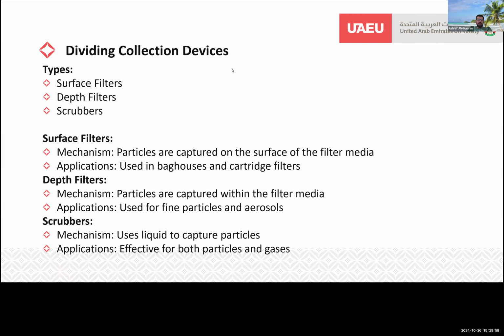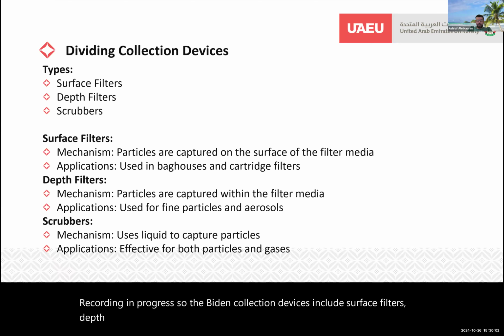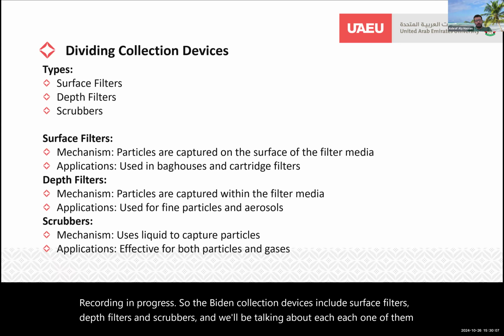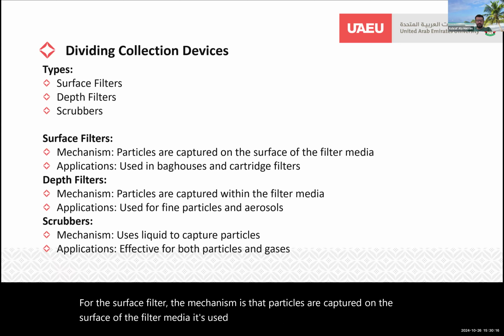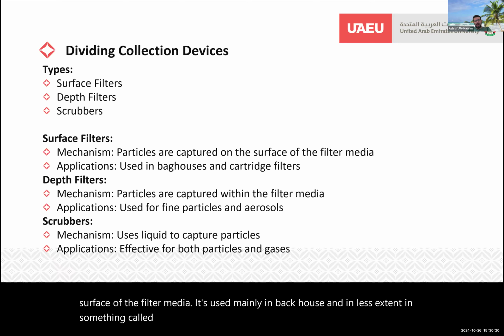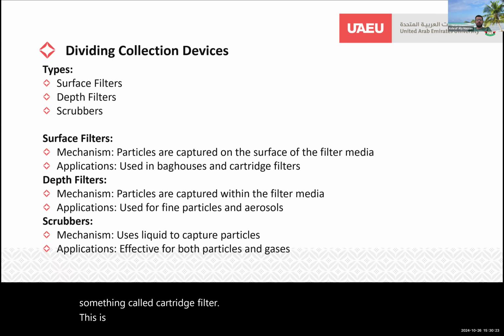So the dust collection devices include surface filters, depth filters, and scrubbers, and we'll be talking about each one of them. For the surface filter, the mechanism is that particles are captured on the surface of the filter media. It's used mainly in baghouses and to a lesser extent in something called a cartridge filter. This is exactly how your vacuum cleaner works at home when you clean the floor. This is the exact concept of a surface filter.